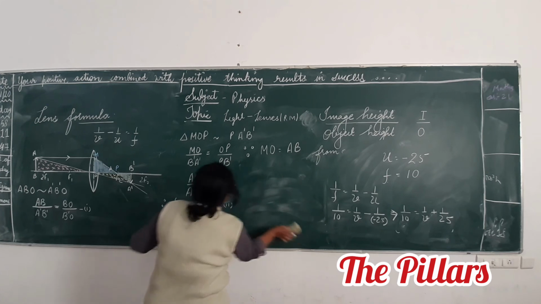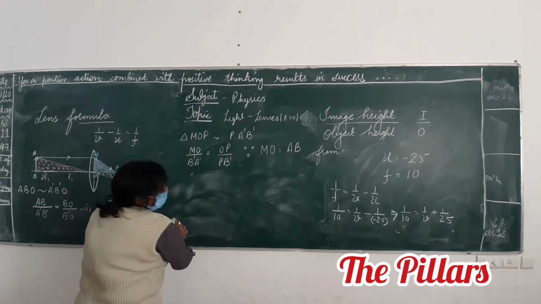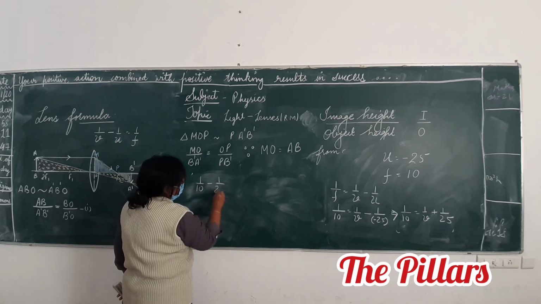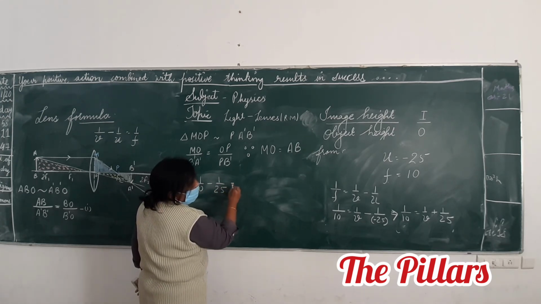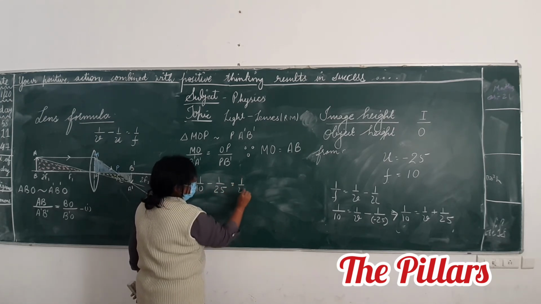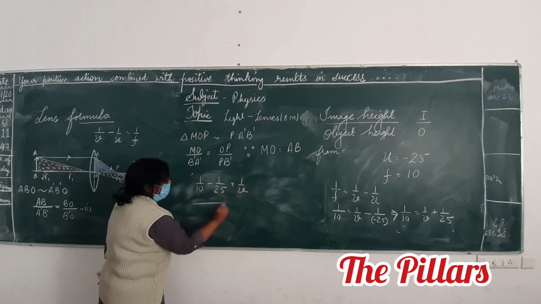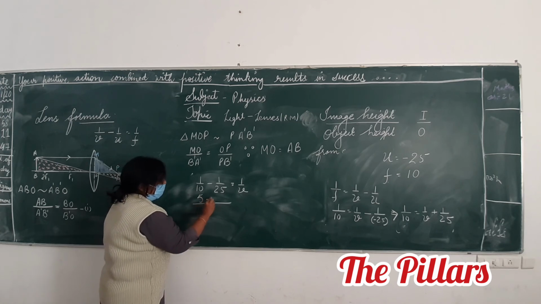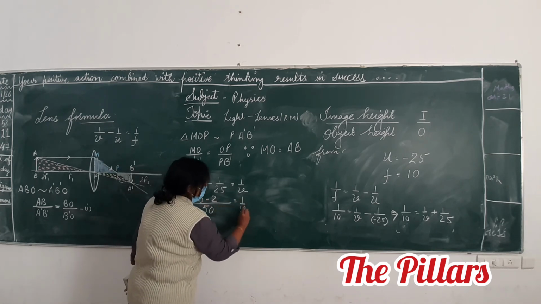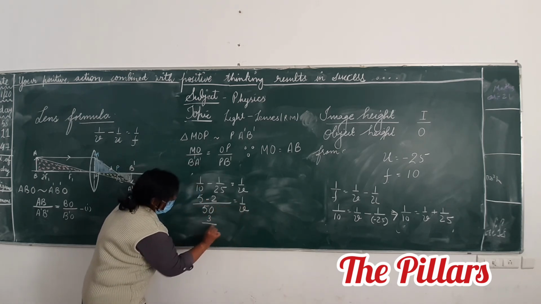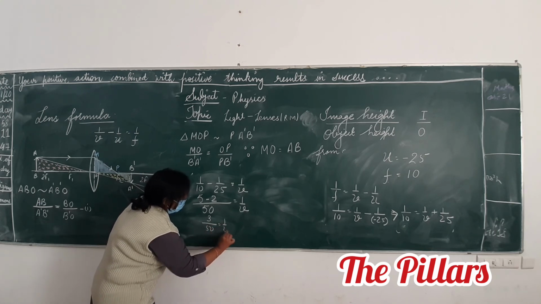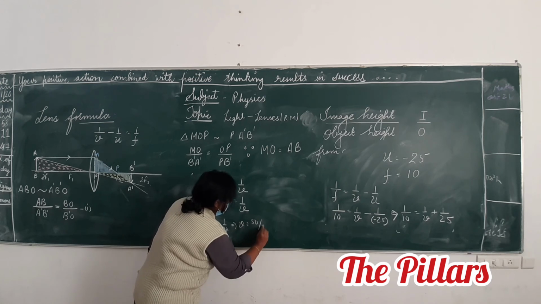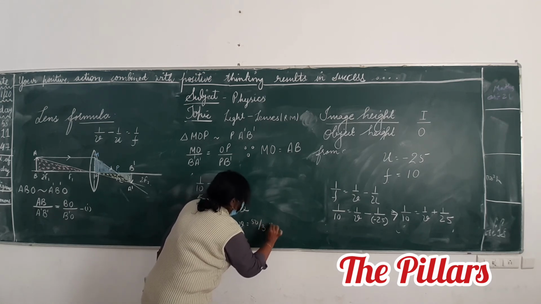Thereafter, you will have 1 by 10 minus 1 by 25 is equal to 1 by v. Did you get this? What will be the LCM here? 50. 5 minus 2 is equal to 1 by v. So this will be 3 upon 50 is equal to 1 by v, or your v will be equal to what? 50 by 3. Inverted, real, enlarged.